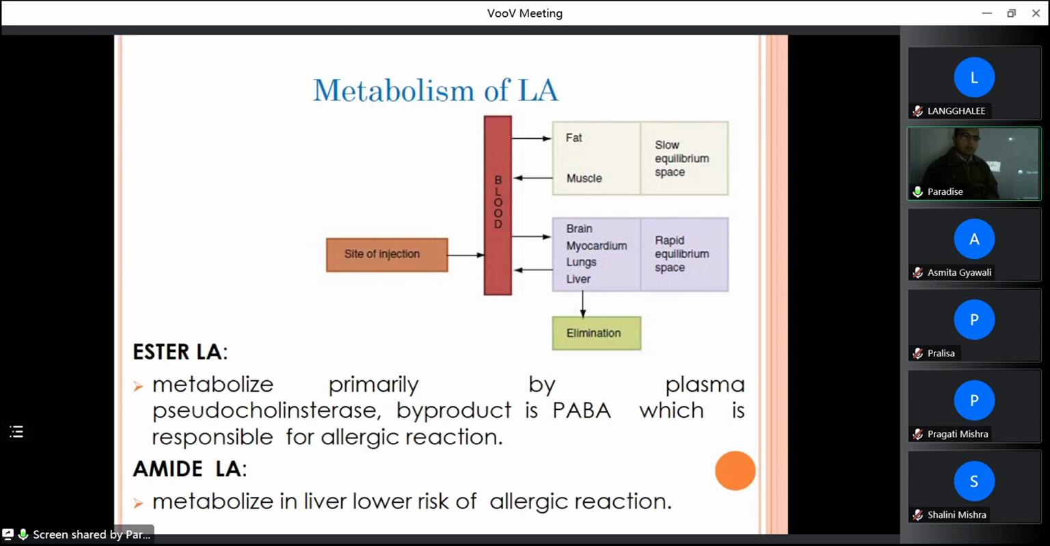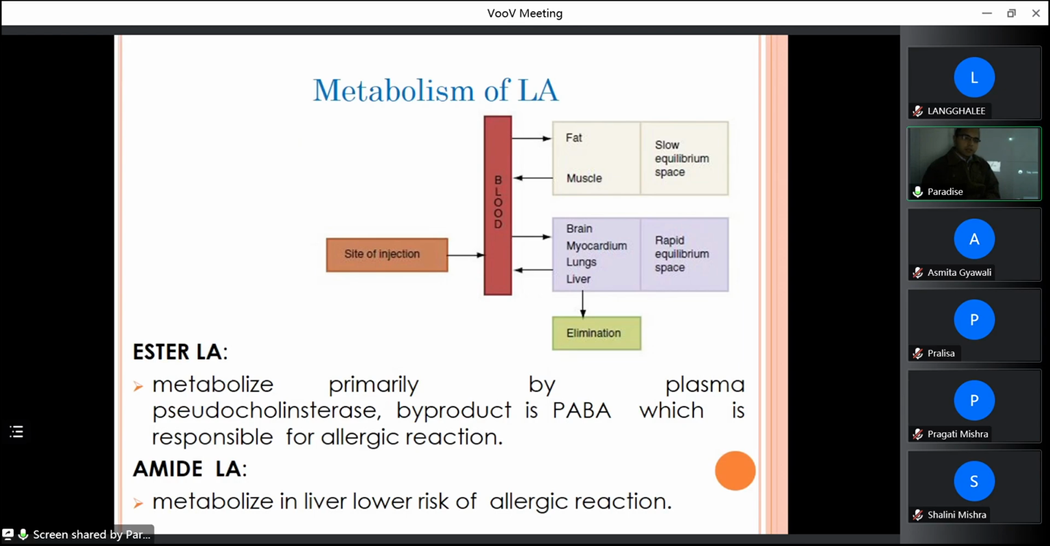The organs which have an abundant blood supply, like the brain, myocardium, lungs, and liver, will reach the equilibrium state very fast. So those spaces are known as rapid equilibrium space. Finally, once it reaches those organs, it will be excreted back to the blood and will be eliminated mostly through the urine. It is excreted through the urine.